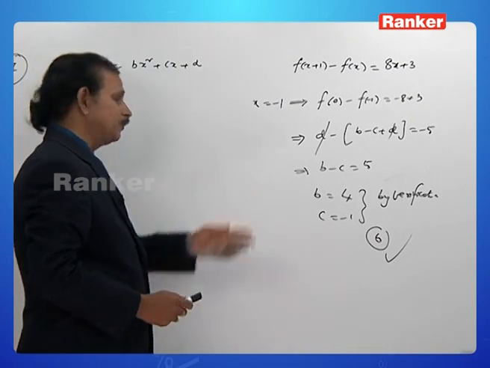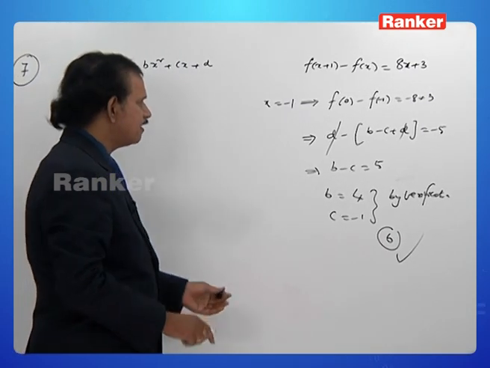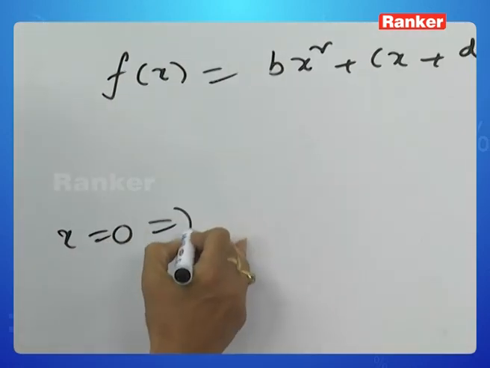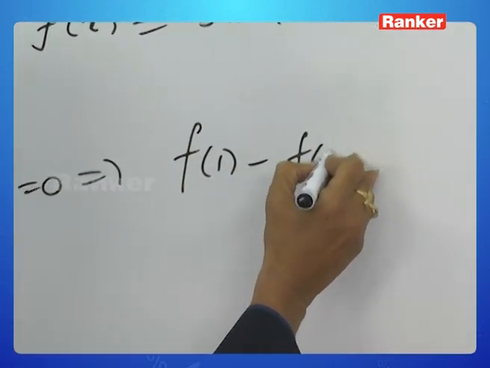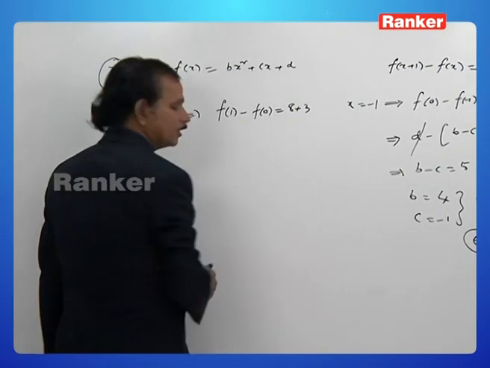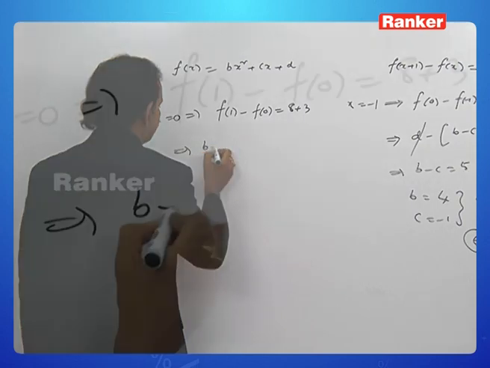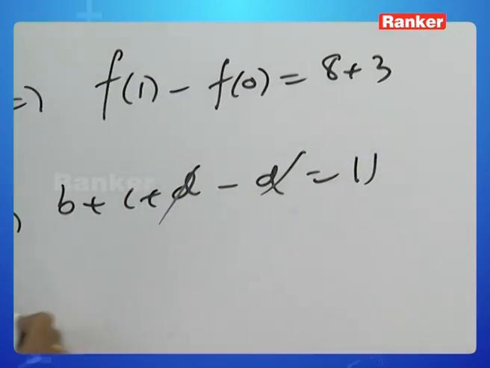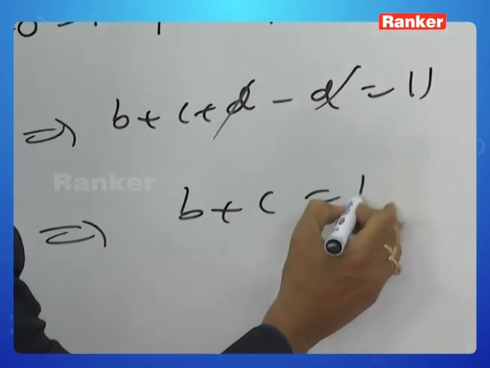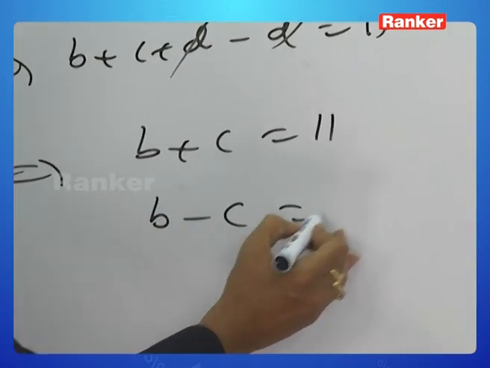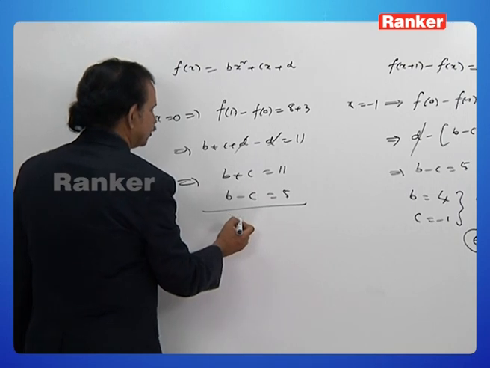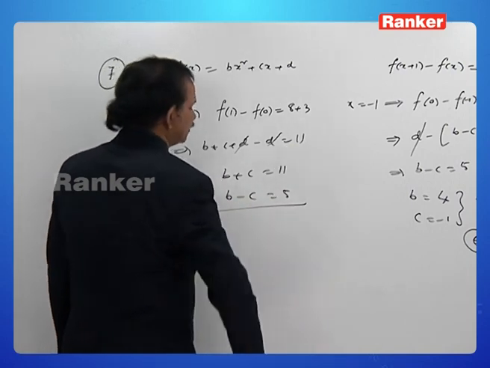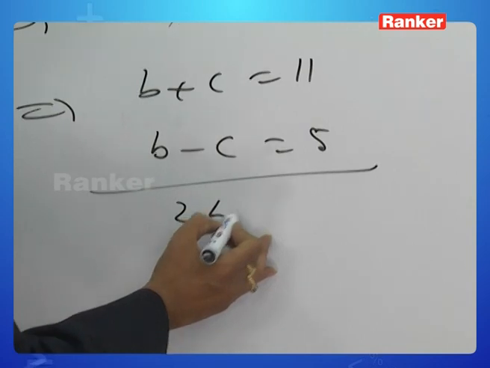If at all you do not get that idea, there is another procedure. We have taken x equal to minus 1, and in the second step you take x is equal to 0. What happens? f of 1 minus f of 0 is equal to 8 into 0 plus 3. What is f of 1? b plus c plus d. What is f of 0? d. So the right side is 3, therefore b plus c is equal to 3, and there we have got b minus c is equal to 5. Adding these two, you have 2b is equal to 8.